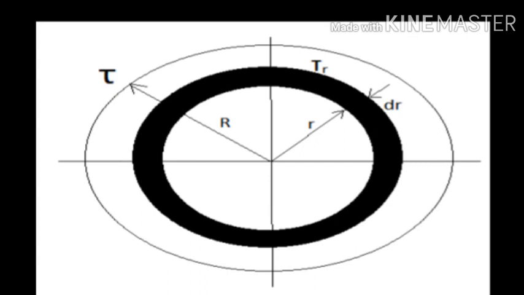This is another same shaft. Here, at radius r, shear stress is tau, and we have assumed a small strip at a small r distance. The thickness of the strip is dr, and at this thickness, let us assume the shear stress is tau r. So we can say tau r divided by small r is equal to tau by r, since the ratio of the shear stress and radius is constant at all the sections of the shaft.